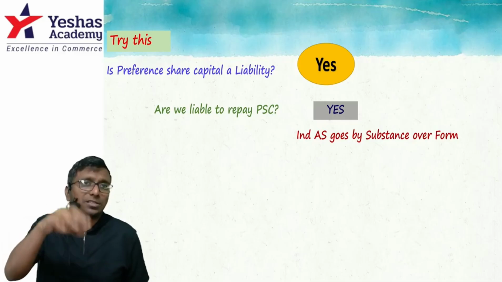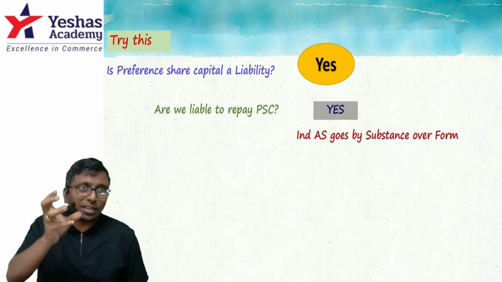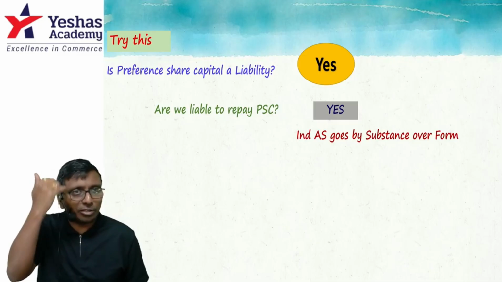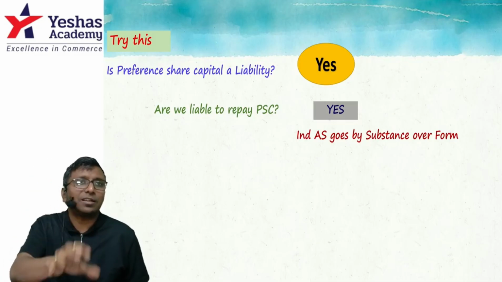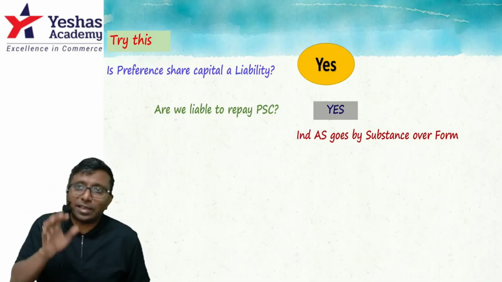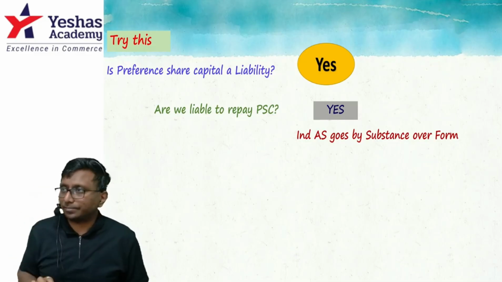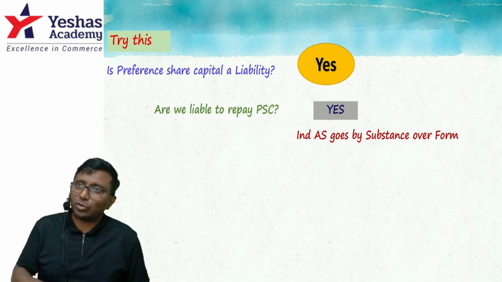When the terms and conditions say I am liable, we just don't care about the name. Whatever words you want to write, you write it, but I'll keep it under current liability only. I'll just go by the substance rather than the nomenclature. Is it clear? Can we go ahead?